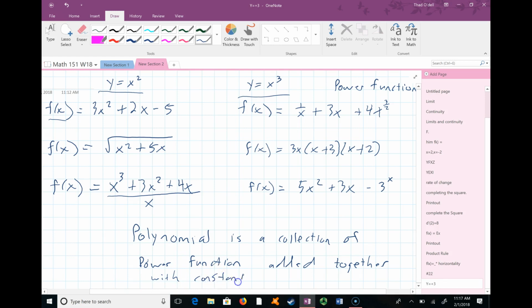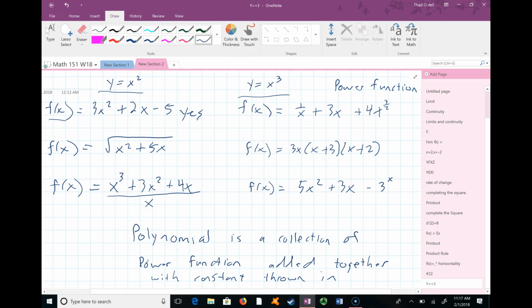But really you could think of a constant as a type of power function, just that the power is 0, because you could think of 5 as 5x to the 0 power, since anything to the 0 power is 1. So anyway, that first one is a polynomial.